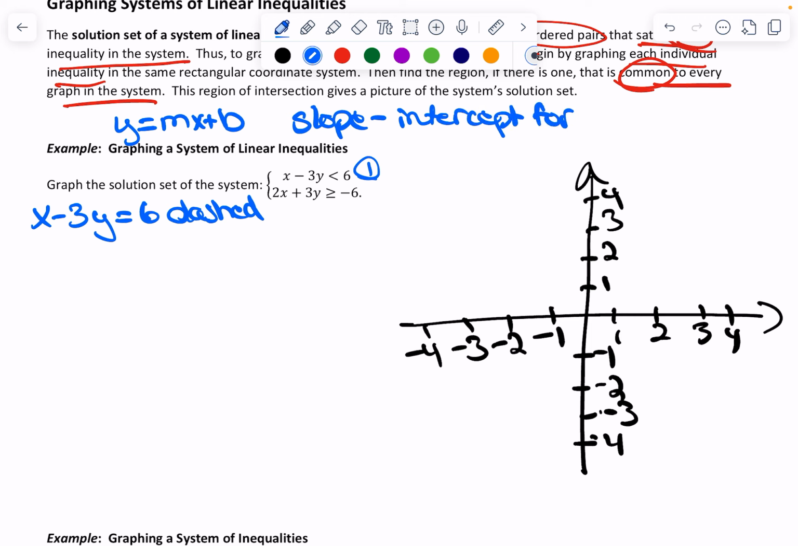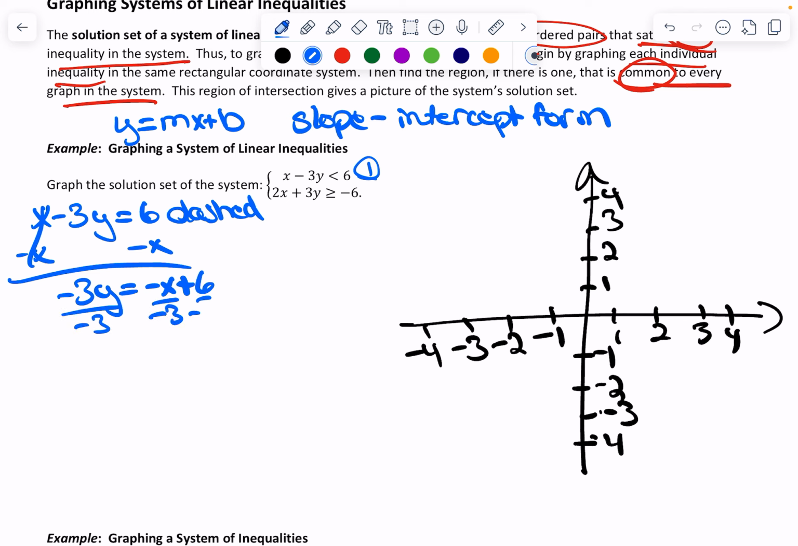So what I'm going to do instead here is I'm going to solve for y. So I'm subtracting x from both sides to move it. -3y equals -x plus 6. And then I need to divide by -3. So I get y equals 1/3 x minus 2.